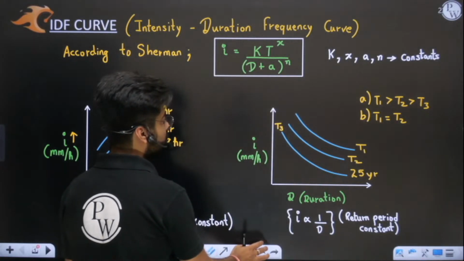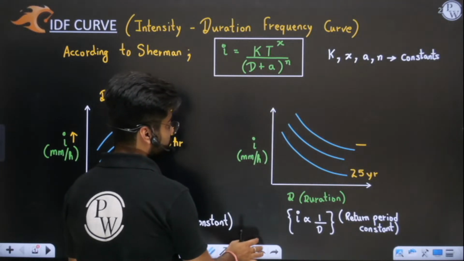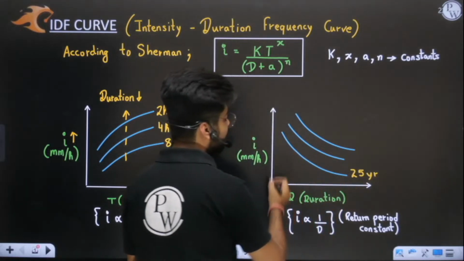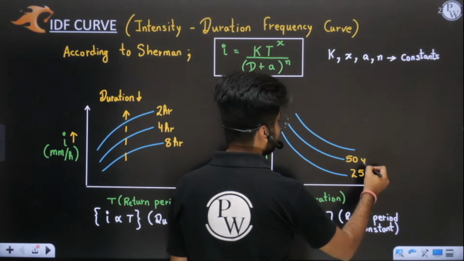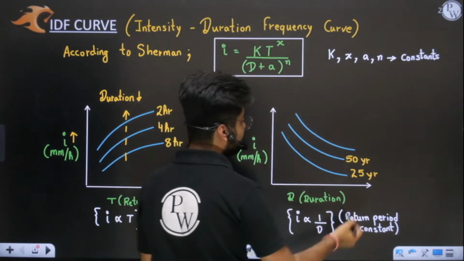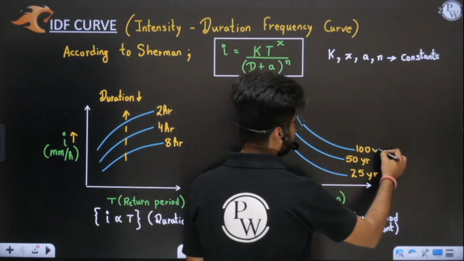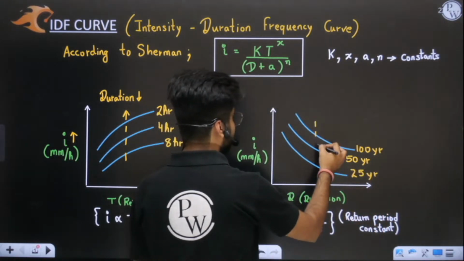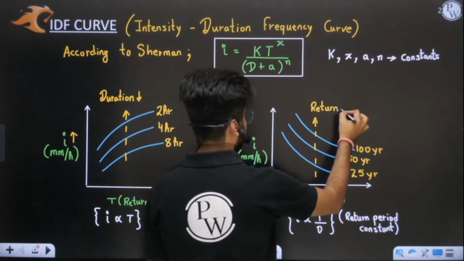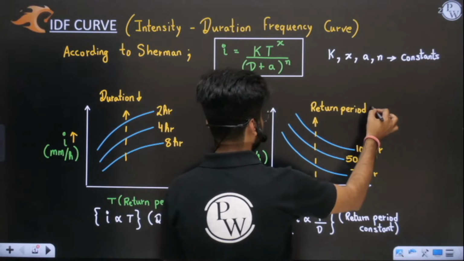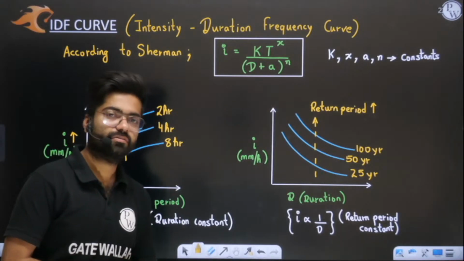Great. So I hope this concept is clear to you. So if this is of 25 years, the second graph between I and D will be for, let us say, a constant return period of 50 years, and the third graph for I and D will be for a constant return period of 100 years. Like this. But this is for sure: as we are moving outwards, return period is increasing.